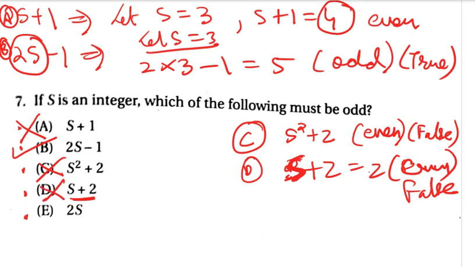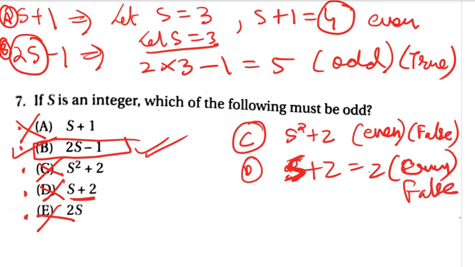So that's also cancelled out, and this will never give you an odd answer. This will give you even. So who is the candidate? This is the one. So this is the correct answer. That will always give you an odd number. No matter what integer you put, you will always get an odd answer.